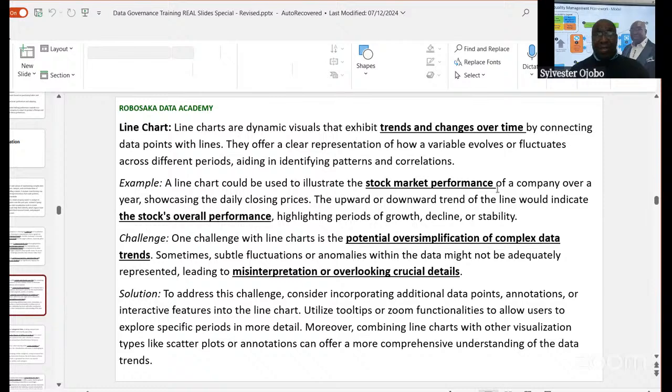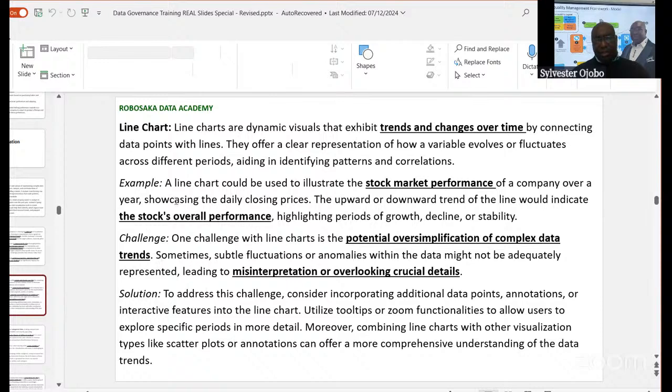Yes, of a company over a year, showcasing the daily closing prices. If you watch the stock market, they use lines a lot. The upward and downward trend of the line would indicate the stock's overall performance, highlighting growth, decline, and stability.